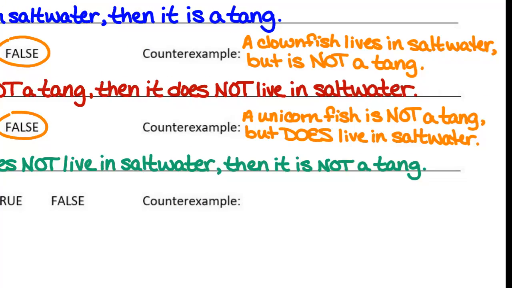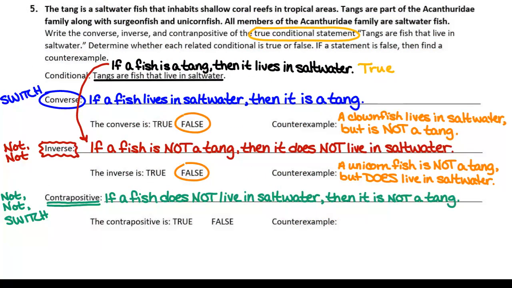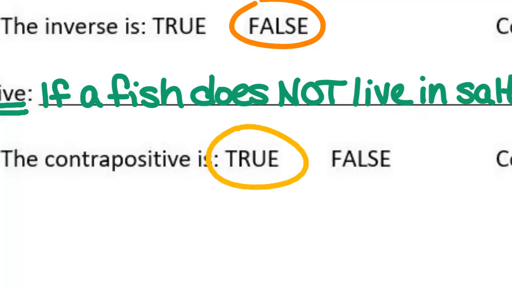Is that one true or false? If a fish does not live in salt water. Okay, so I'm thinking of fish that don't live in salt water. Could any of them be tang fish if they don't live in the salt water? No. So this would be true. All the fish that don't live in salt water can't be tang fish because a tang has to live in the salt water.